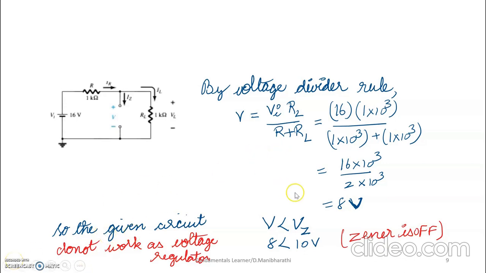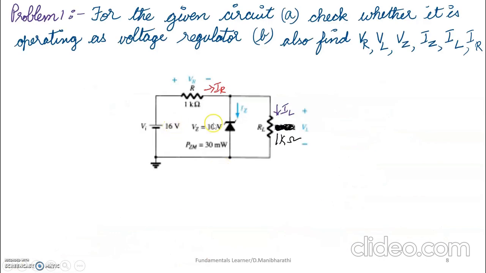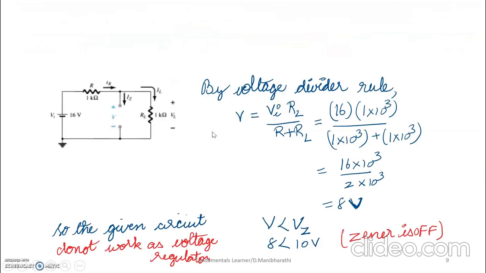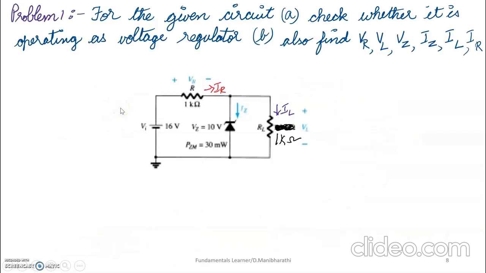We have obtained the voltage across the Zener diode as 8 volt. So we have seen that initially the Zener breakdown voltage VZ is 10 volt, but the voltage available without the Zener diode is only 8 volt. So V is less than the Zener breakdown voltage VZ. So definitely the Zener diode is off. So the circuit does not work as a voltage regulator. That means when it is in off state, I can replace the Zener diode with an open circuit.